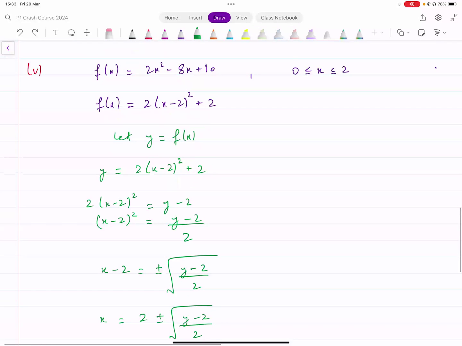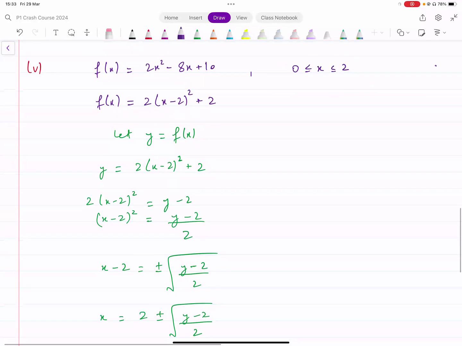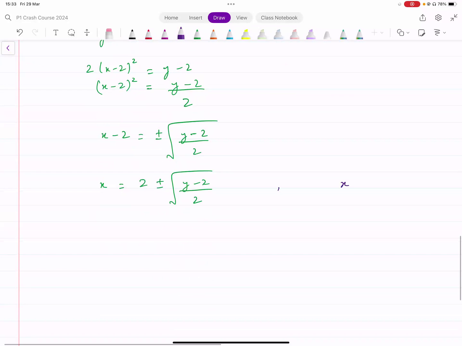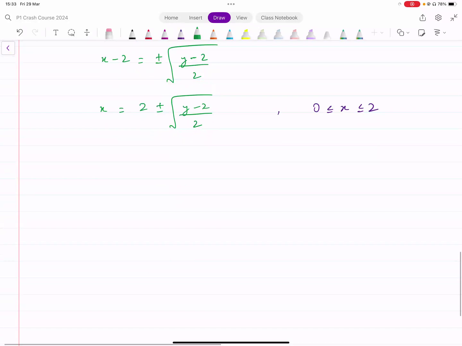We decide that using the interval for x that we're given, the domain for x. The question says, x is supposed to be between 0 and 2. Now, how can you get a value of x that is between 0 and 2? Should you add something to 2 or subtract something from 2? 2 plus something will give you something that's greater than 2. And that's not what you want. 2 minus something will give you something that's less than 2. And that is what we want.